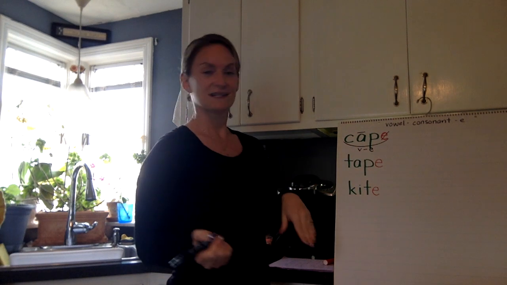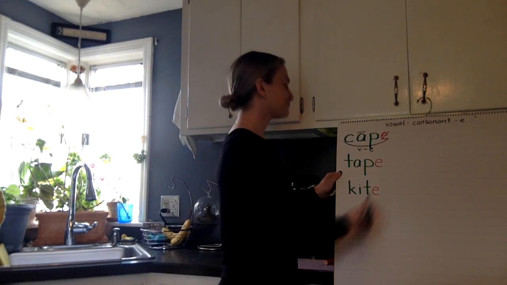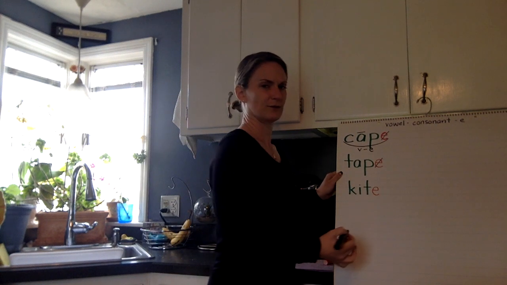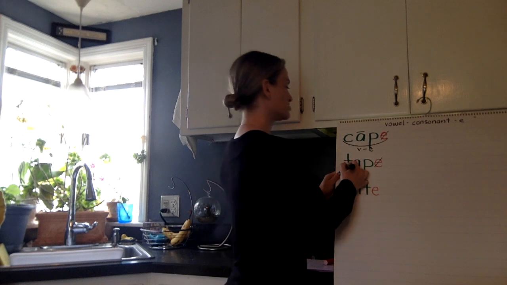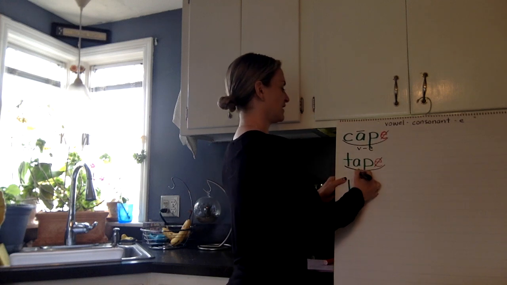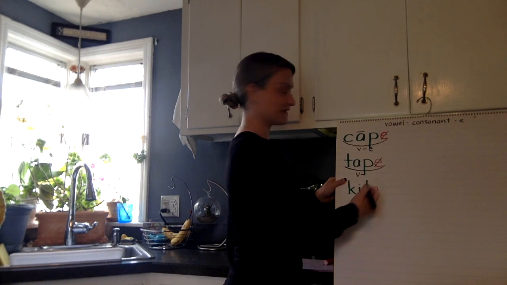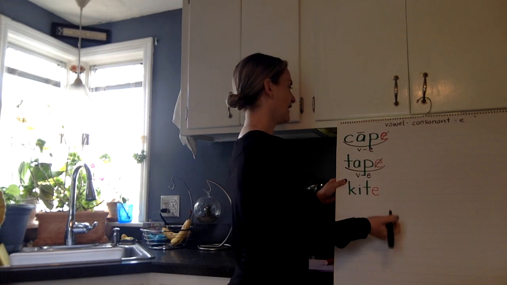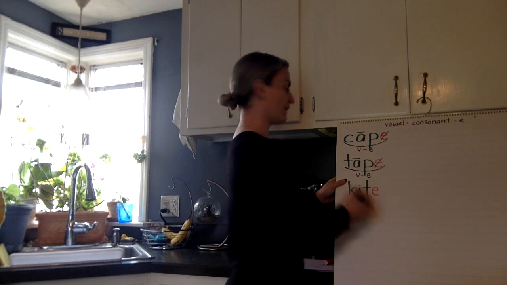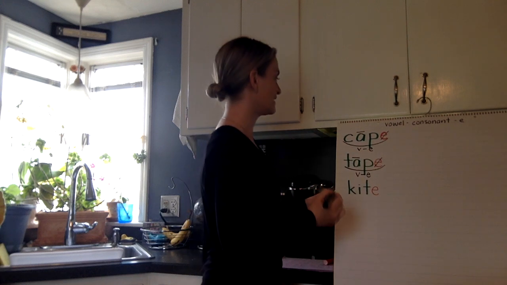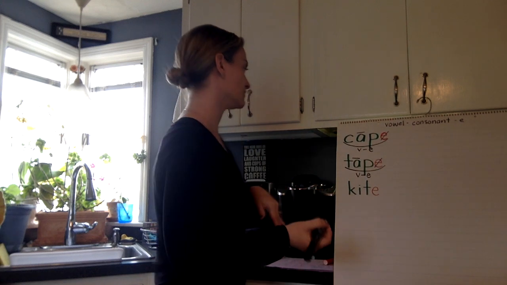Okay? So let's go ahead and try the same thing with tape. All right, so I'm going to cross out that E right away because he doesn't make any sounds. I'm going to scoop my word. I'm going to mark it as a vowel, which is the A, a consonant, which is the P in this word, and the E. And then I'm going to, again, put a macron, that long line, over the A to show that it's the long vowel sound.